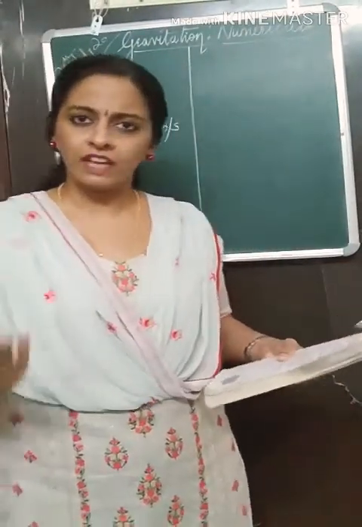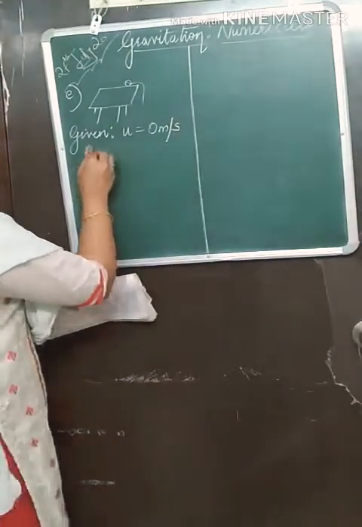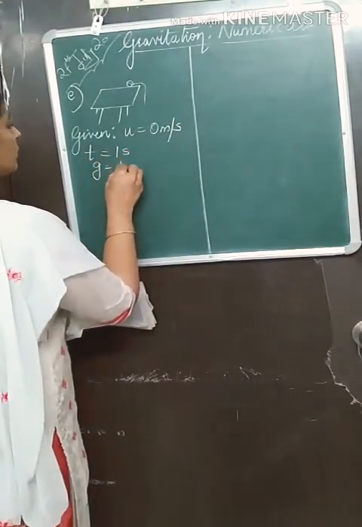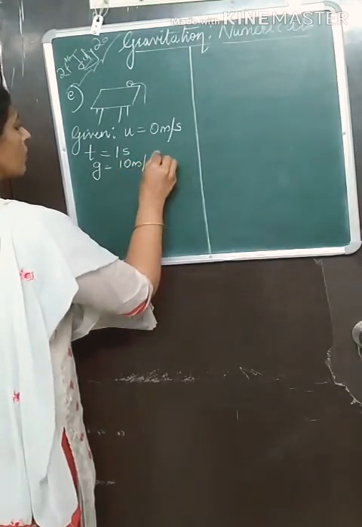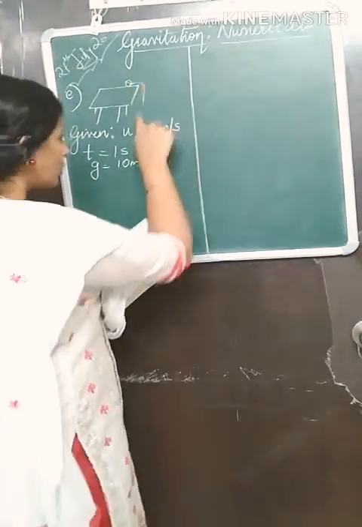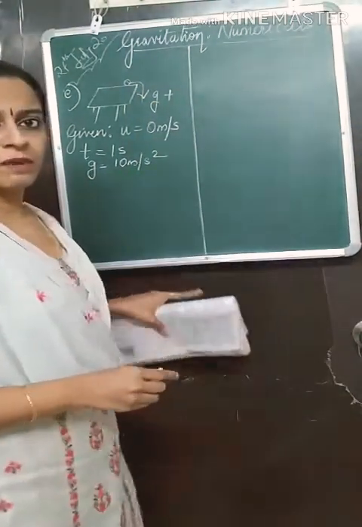When it reached ground, what is the speed or velocity? So we have to find out v, final velocity. Time is given, g is given. Write down time 1 second, g is equal to 10 meter per second square. Now here the direction of the ball is in downward direction. So g will be positive.